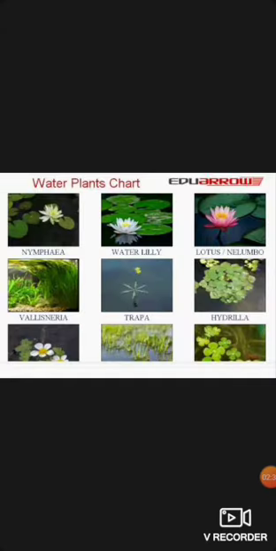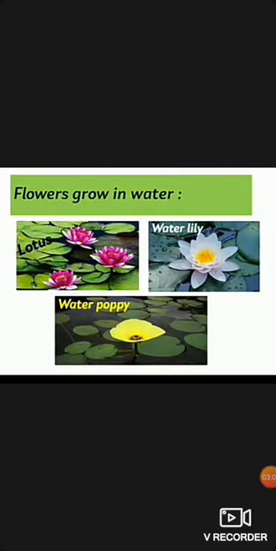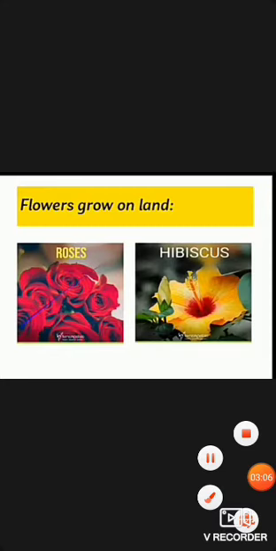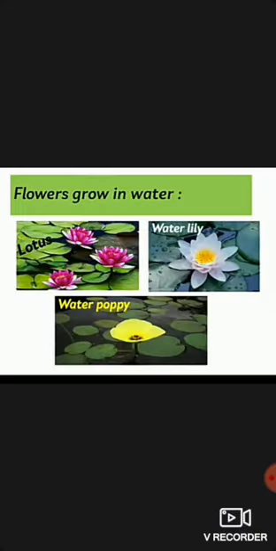Here are some other water plants: nymphaea, vallisneria, water lily, trapa, hydrilla, lotus, water poppy. These are all the water plants which we can see in the water. These water plants or water flowers grow in the water. So children, now you get to know which are the flowers which grow on land and which are the flowers which grow on water.